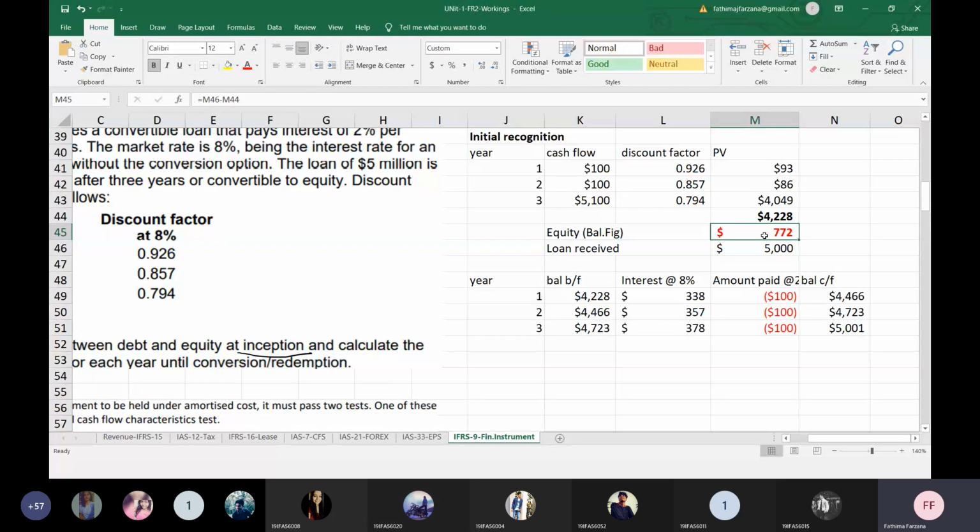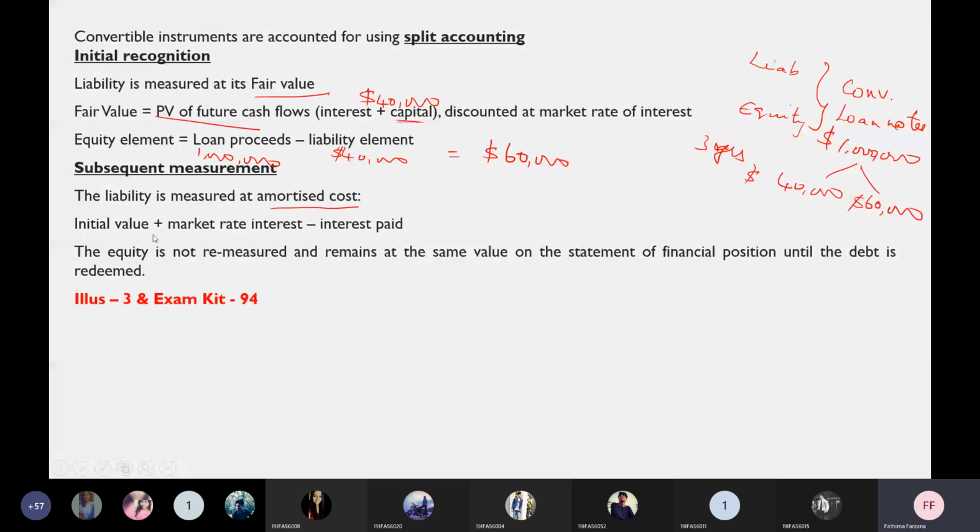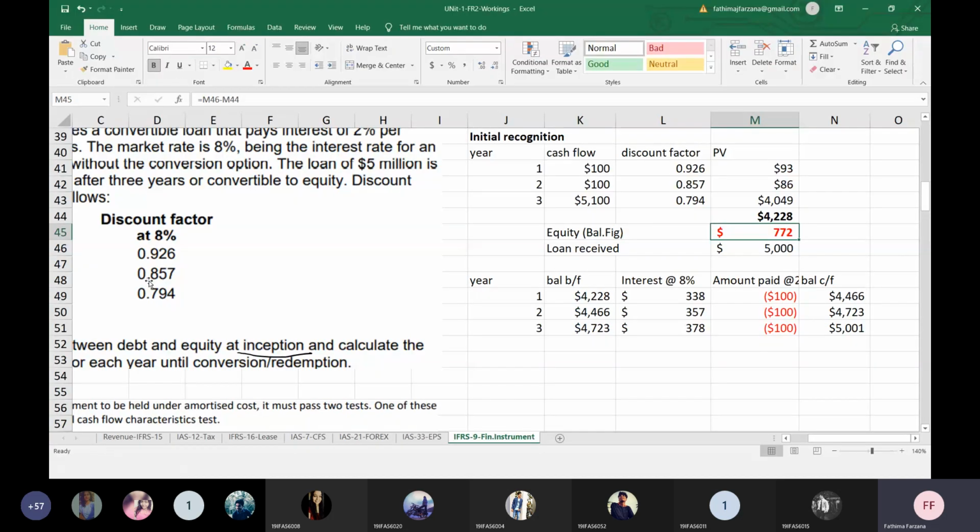Okay, ma'am. Thank you. Yes, that is also given here in the theory. The equity is not remeasured and remains at the same value on the statement of financial position until the debt is redeemed. Once it is redeemed, we have two ways for equity valuation. Either it can go with FVPL, that is fair value through profit or loss, or fair value through OCI. Any one method they can go with. So that we'll be learning in the next class.